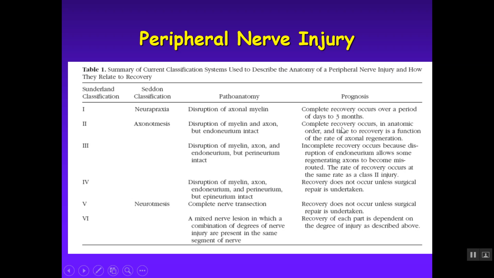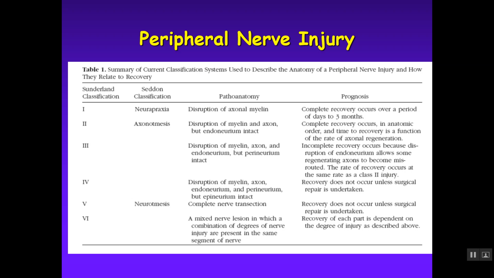You typically get complete recovery here in anatomic order. And time to recover is a function of the rate of axonal regeneration. Because you haven't disrupted the little tube that all this stuff is contained in, it starts to grow back or repair itself and goes to the right area of the body, the skin or the muscles, because it's staying within its endoneurium, okay? And it recovers in the order that you lose it.